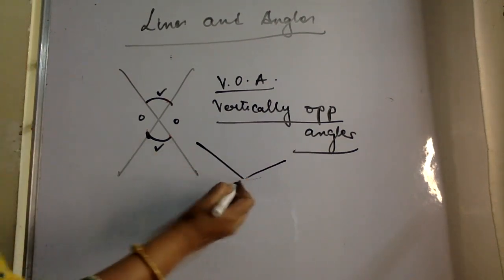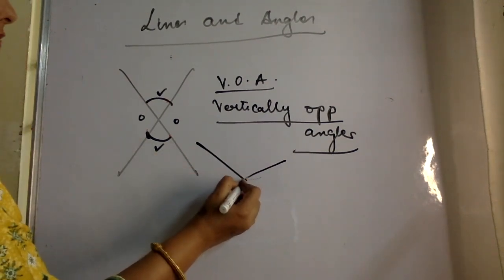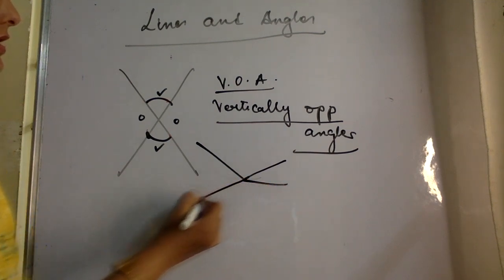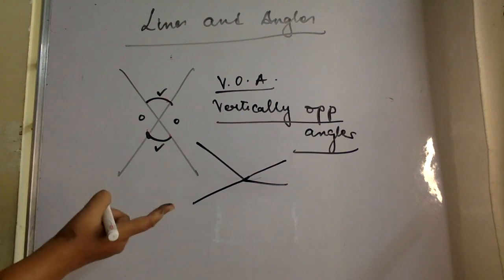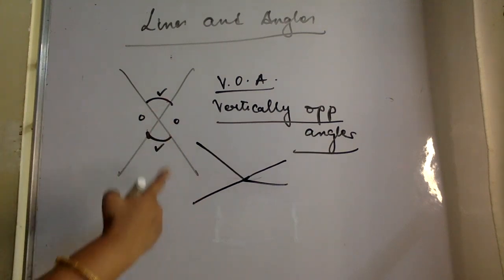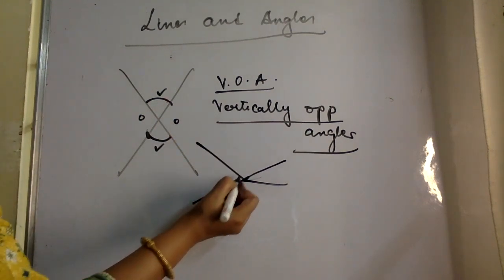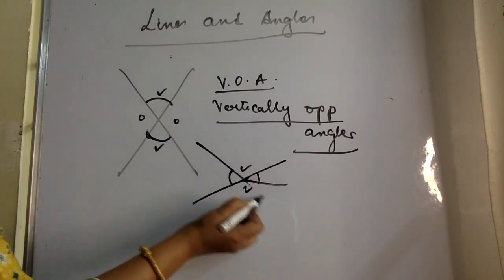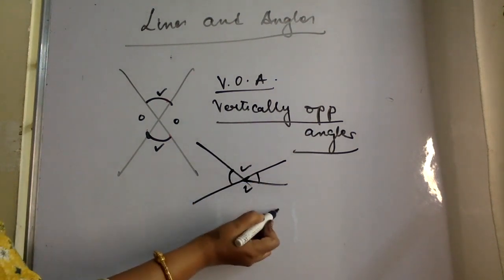Let me make it properly. Somewhat like this, and then this goes like this. Now the students, the moment they see something like an X, they will make this equal to this and this equal to this. But you see, this is not one straight line. This is definitely not one straight line.